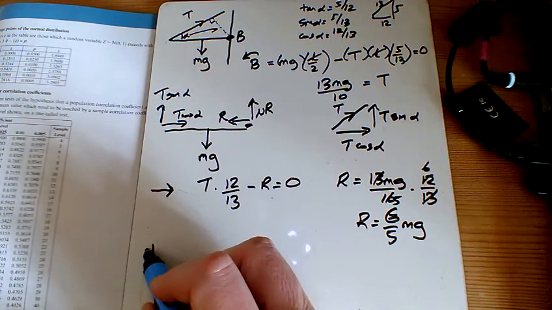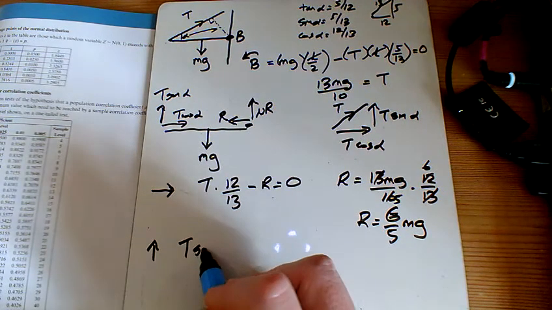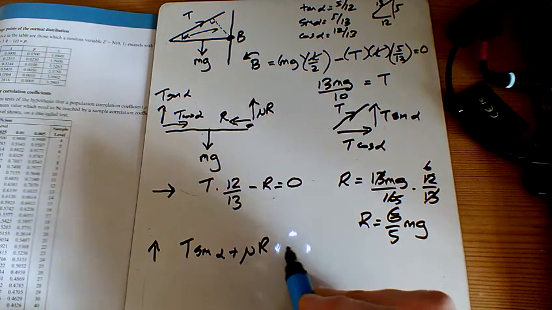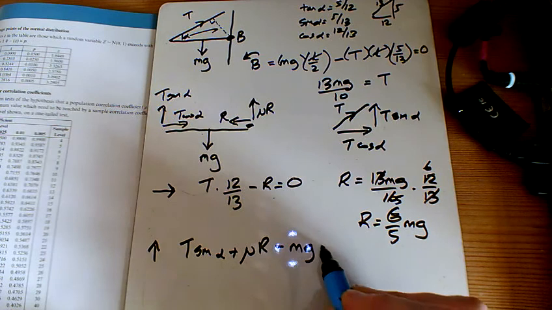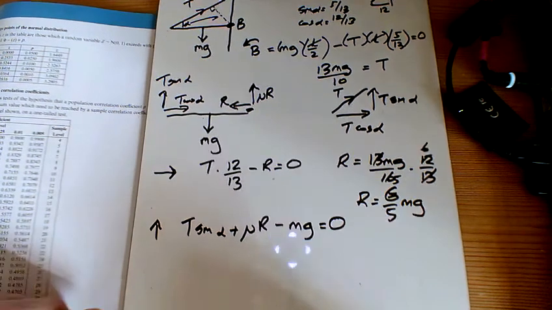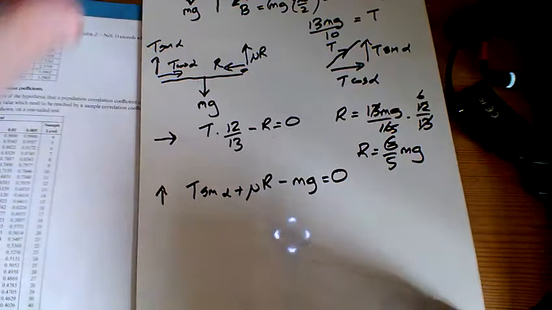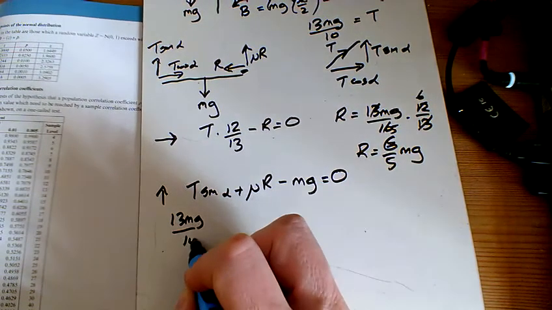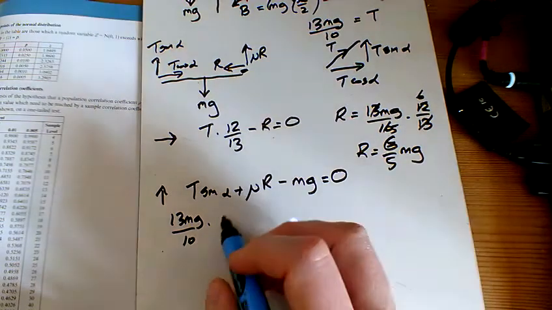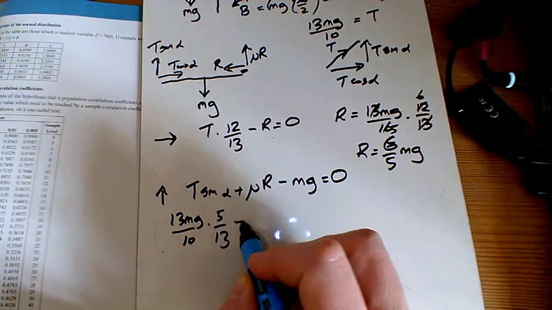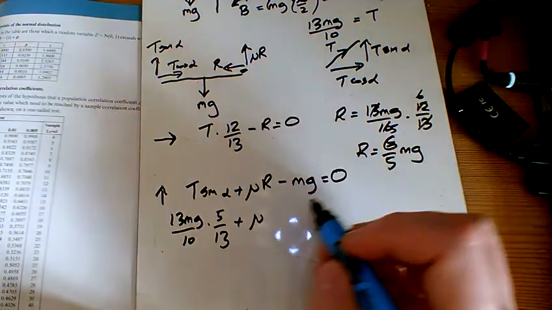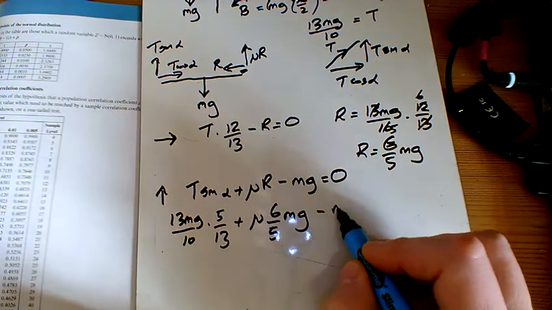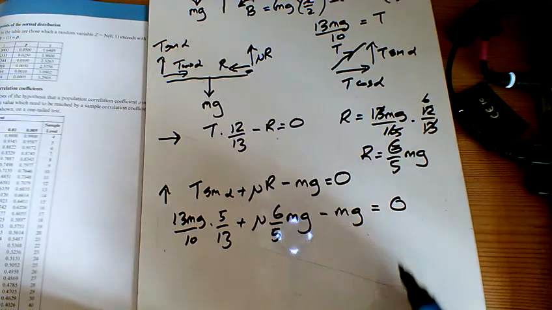Now let's resolve upwards as well. So upwards, I've got T sine alpha plus mu R minus mg equals 0. Lots to substitute in here, so let's take it slowly. T is 13 mg over 10, sine alpha is 5/13, plus mu R, and we've got R there, 6/5 mg, minus mg equals 0.